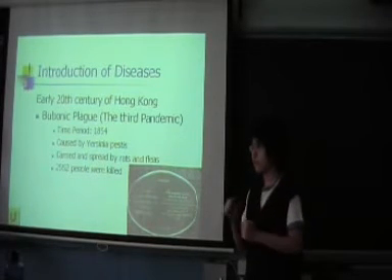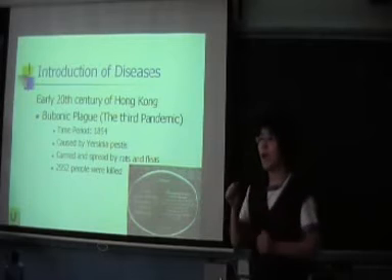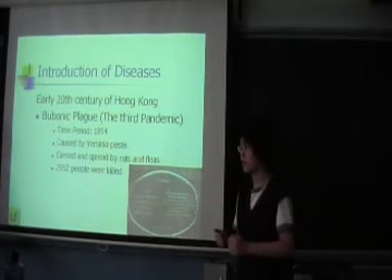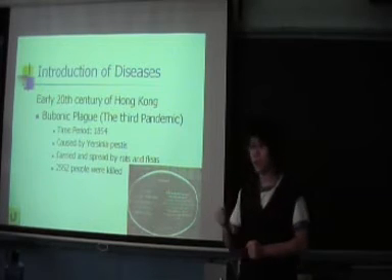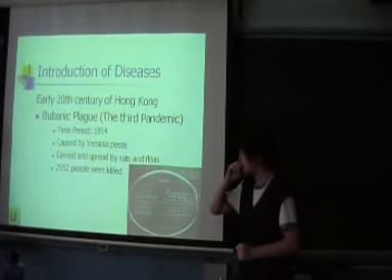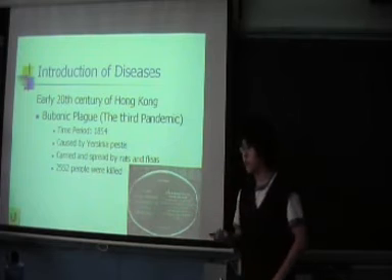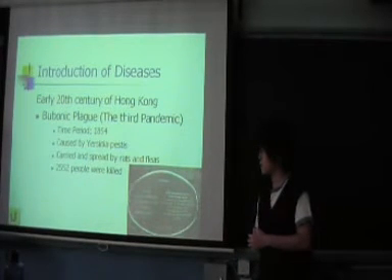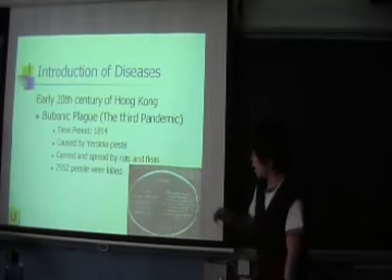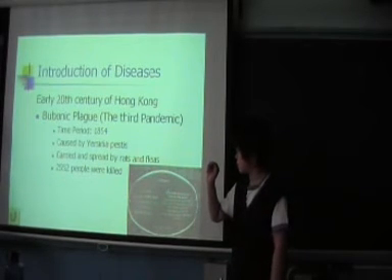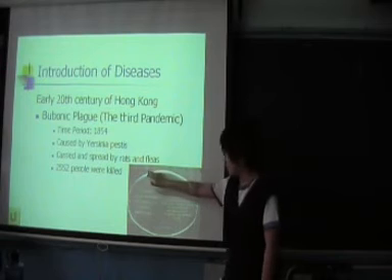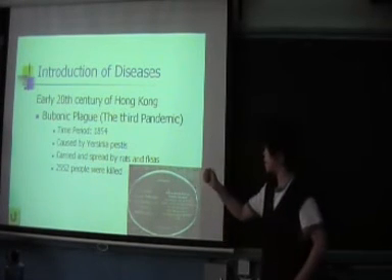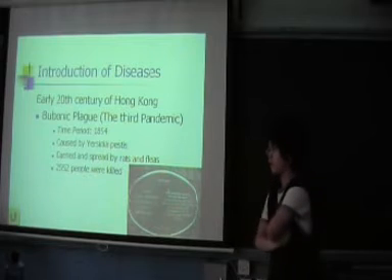And 2,552 people were killed. And the 2003 SARS killed only 299 people. But in this one, they killed 2,552. And that is the biggest disease that Hong Kong has had.